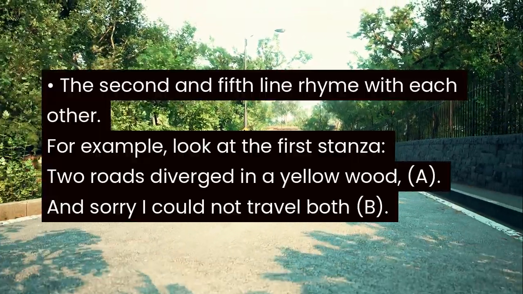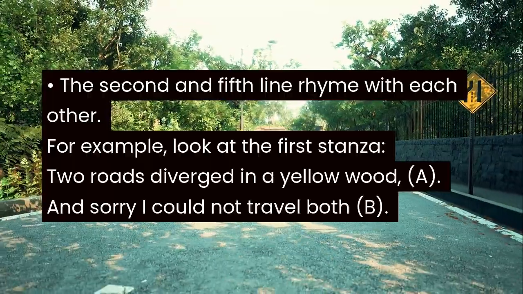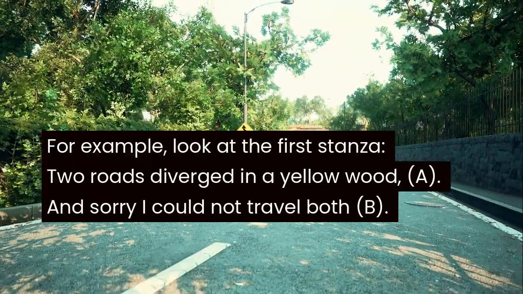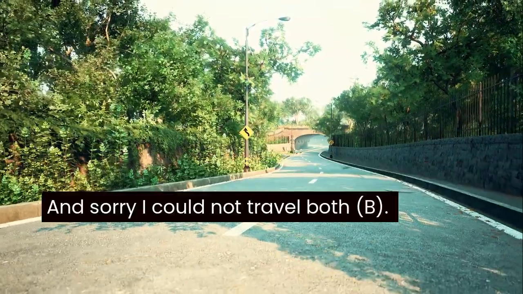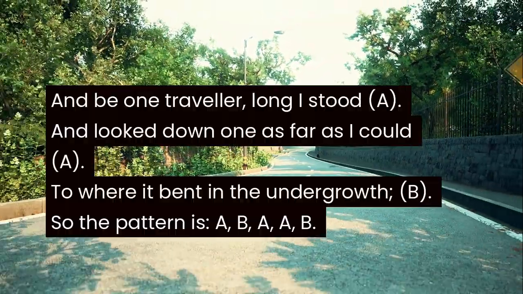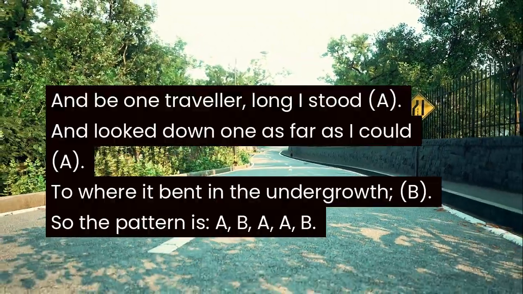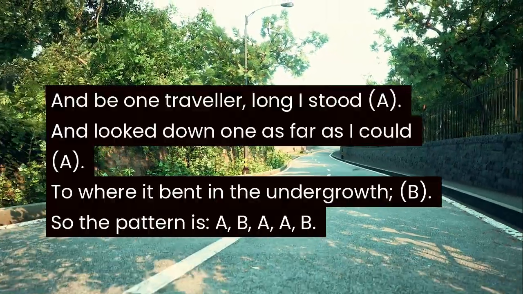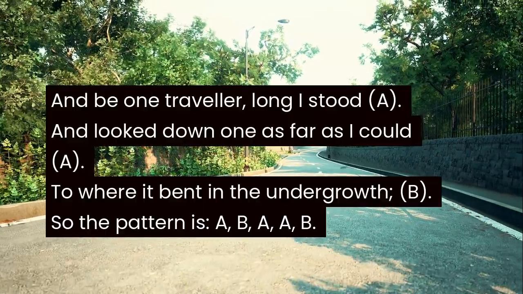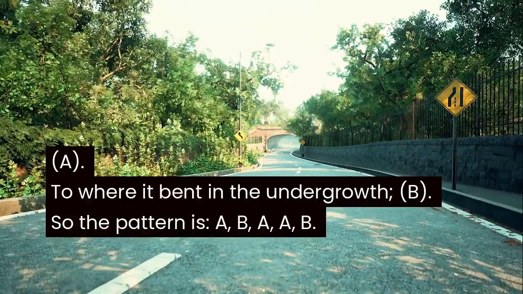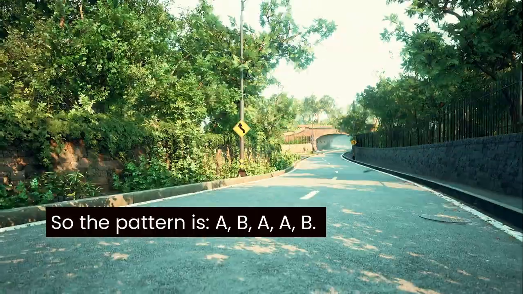For example, look at the first stanza. Two roads diverged in a yellow wood. A. And sorry I could not travel both. B. And be one traveler, long I stood. A. And looked down one as far as I could. A. To where it bent in the undergrowth. B. So the pattern is A, B, B.